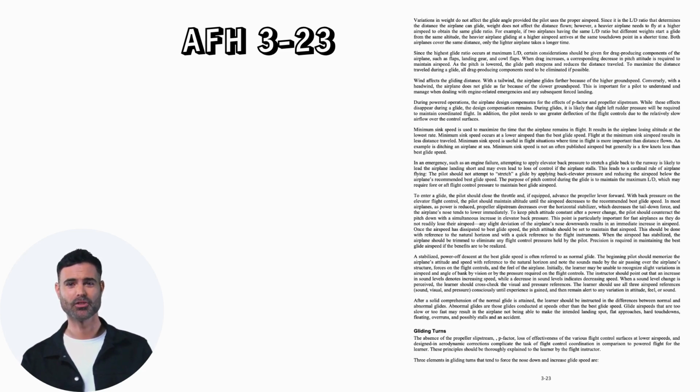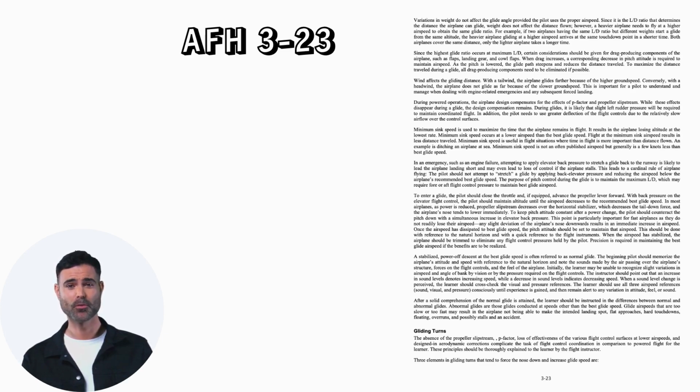The beginning pilot should memorize the airplane's attitude and speed with reference to the natural horizon and note the sounds made by the air passing over the airplane's structure, forces on the flight controls, and the feel of the airplane. Initially, the learner may be unable to recognize slight variations in airspeed and angle of bank by vision or by the pressure required on the flight controls.